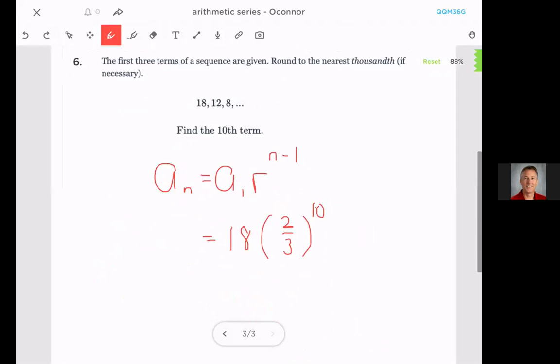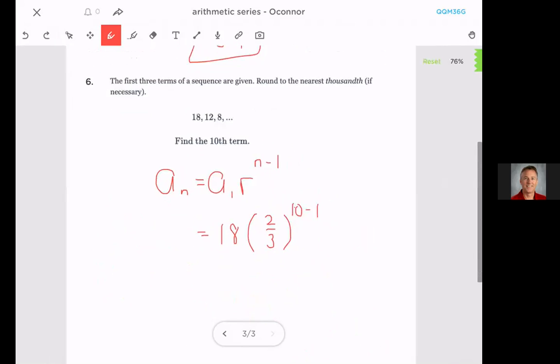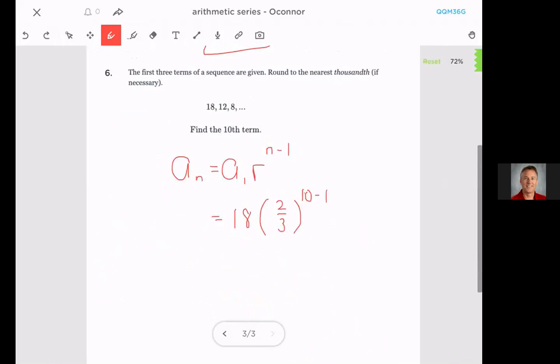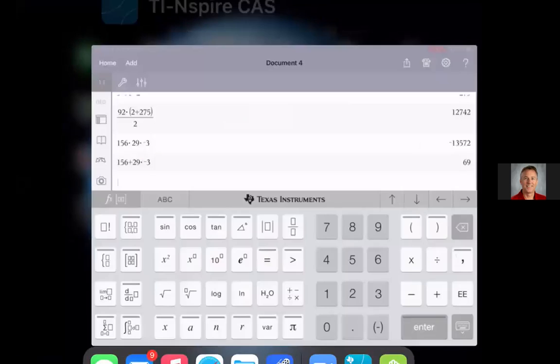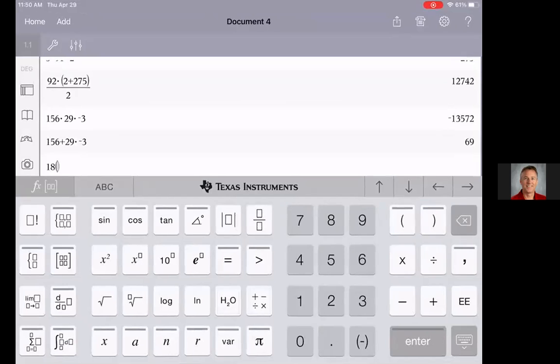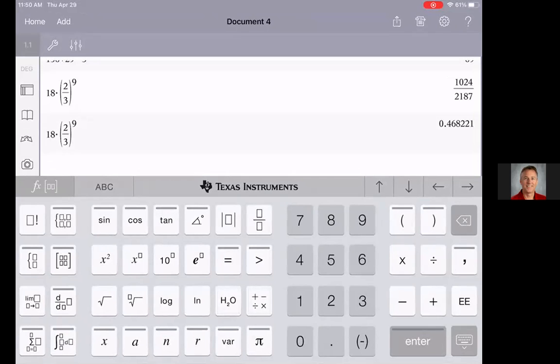Our n is 10, because we're finding the 10th term, so 10 minus 1. So now I'm just going to plug that in. So it's going to be 18 times 2/3 to the 9th. I'm going to get a decimal approximation. I think Delta asks us to round that to the nearest thousandth. So it's 0.468.